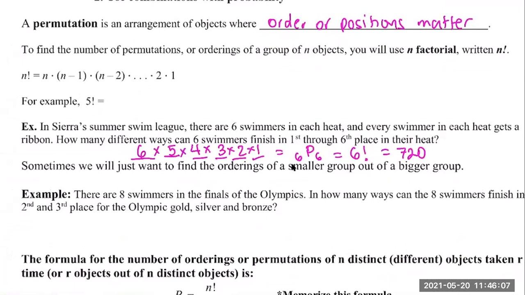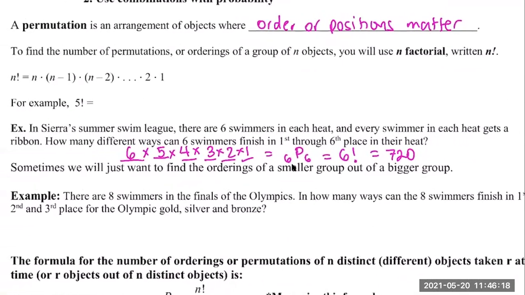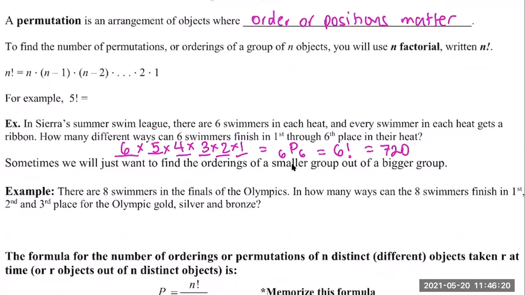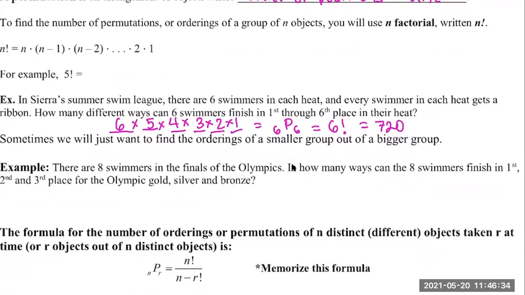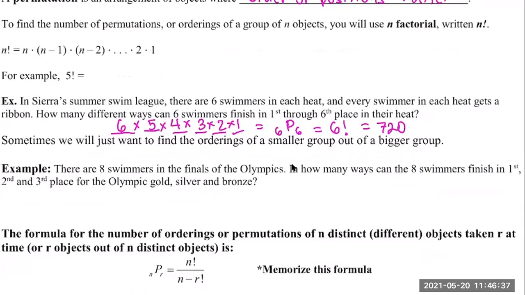So what happens in the Olympics, you have a larger group and then a subgroup that wins. There are 8 swimmers in the finals for the Olympics. In how many ways can the 8 swimmers finish in 1st, 2nd, and 3rd place for Olympic gold, silver, and bronze? First I'm going to work it out the same way that I did with you guys on the above problem, and then I'll talk about where the formula comes from and why the formula is what it is. So let's say you have 8 swimmers to pick from for first place. In the first spot, there's 8 possible people to pick for first place. How many people are left to pick for second place?